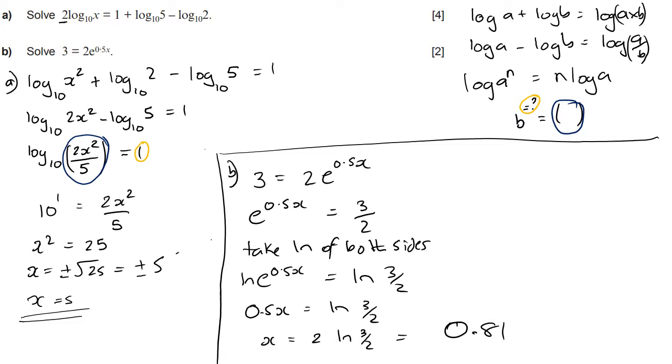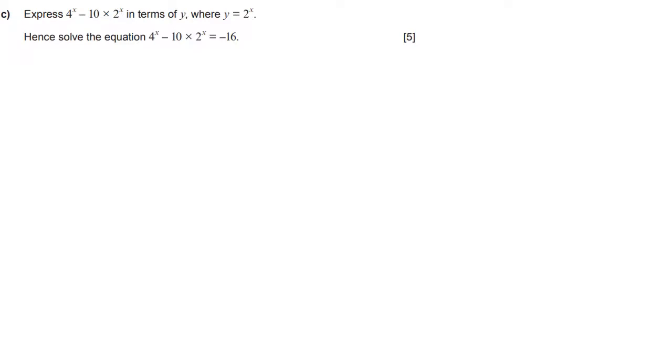Next question. Moving on. Okay, here we have: express 4 to the x minus 10 times 2 to the x in terms of y, where y is equal to 2 to the power of x. And then we go on to: hence, solve the equation, which is basically what we had previously, but now it's equal to minus 16. So again, we're using this idea. Notice that we could have the 2 to the x replaced by the y straight away. That 4 to the x isn't in that format, so we're going to have to put it in as a base.